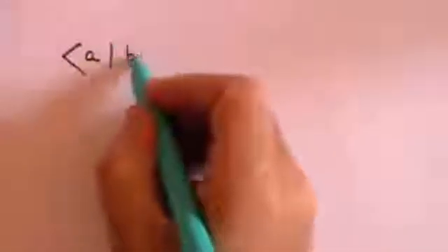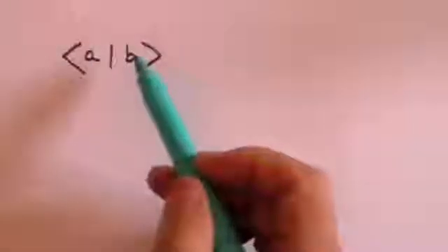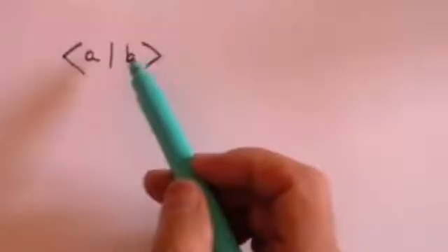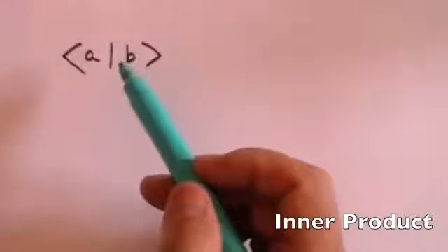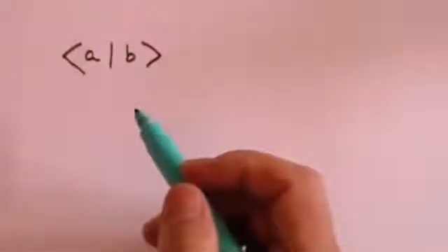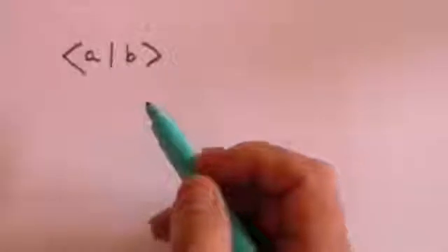Now we come on to what will turn out to be a very important concept when we get to the physics. And that is what happens if you multiply a bra vector by a ket vector. So we've got bra vector A times ket vector B. That is called an inner product, and it's kind of equivalent to a dot product if we were simply talking about ordinary vectors.